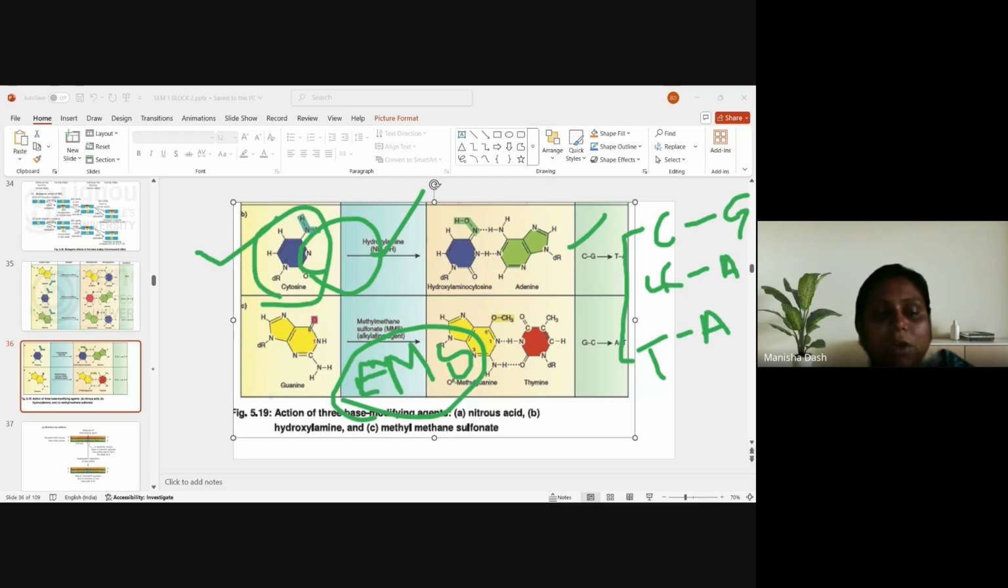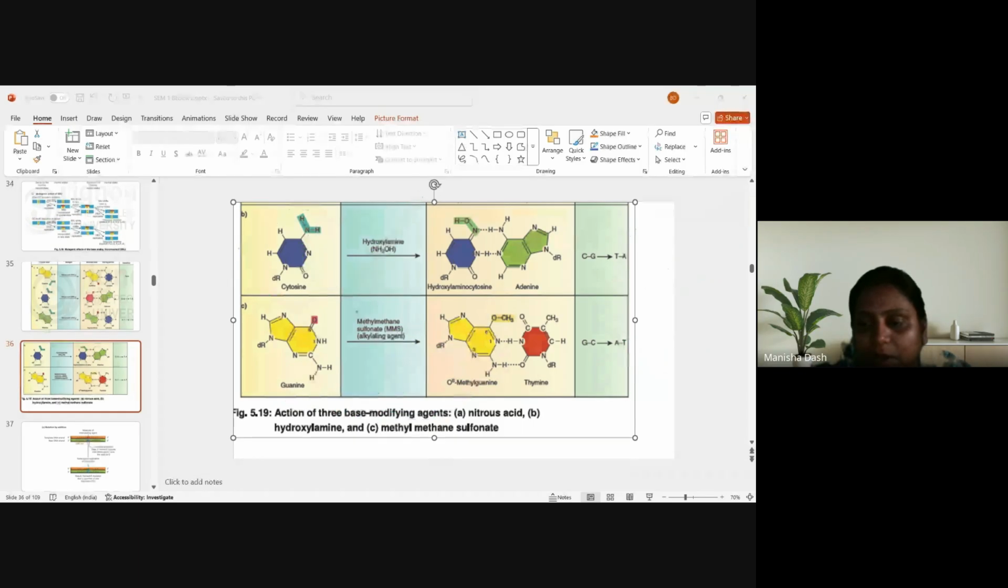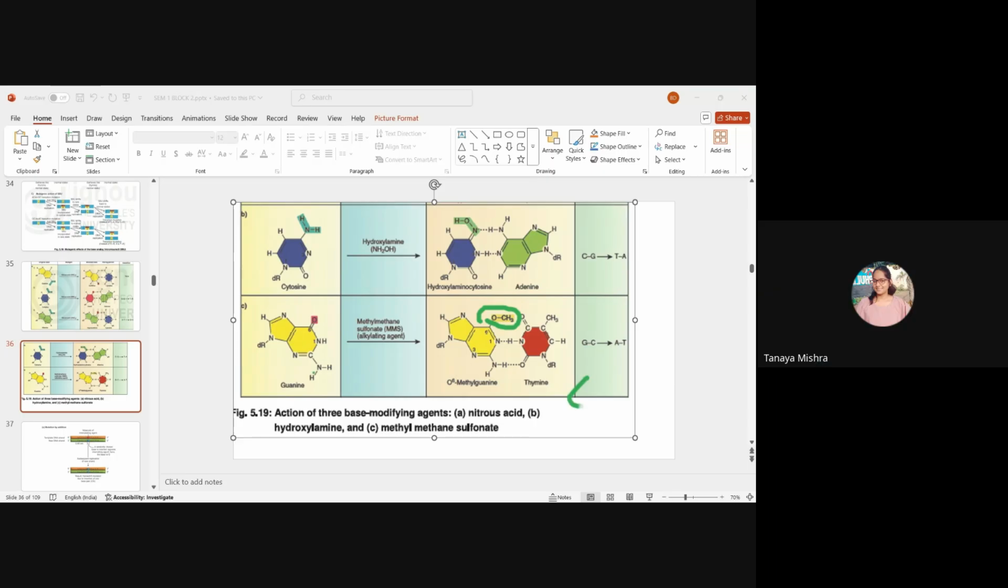So where the normal guanine pairs with cytosine, due to the action of EMS or MMS, that is methyl methane sulfonate or ethyl methane sulfonate, there is a modification at this location. OCH3 is added due to the activity of methyl methane sulfonate, and this is converted into O6 methyl guanine. This has a tendency to mispair with thymine instead of cytosine. The same thing will happen if this is the guanine.